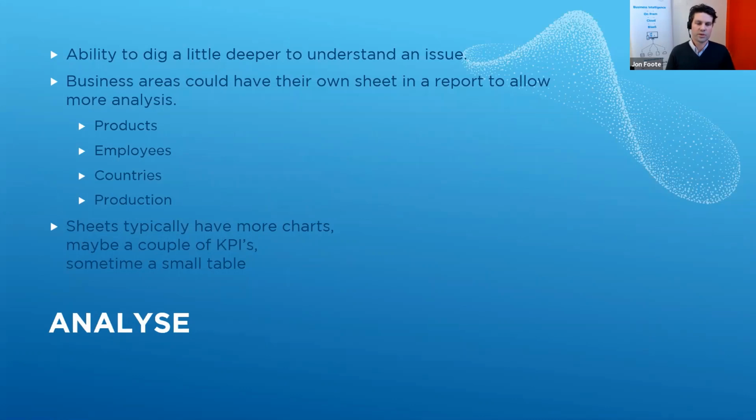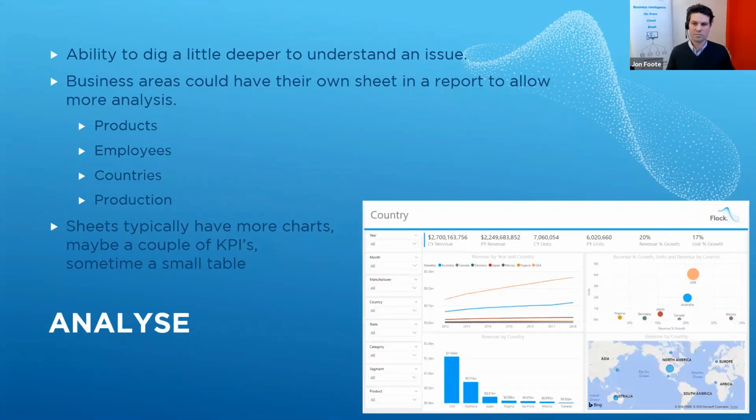Once we have identified something on a dashboard, we want to dig a little deeper. An analysis page is very much based around a specific part of the business. It could be products, employees, countries, or production. So it's the ability to go into that next level on a specific topic. In this case, they typically have fewer KPIs and probably more charts. So it may look something like this.